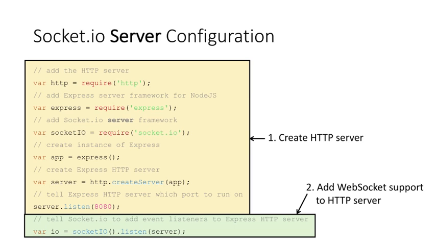So here's just a little sample of some of the code required to set up a socket server. In the yellow box, I'm creating an HTTP server, and in the green box, I'm telling Socket.io to listen on that server for any incoming events and connections.